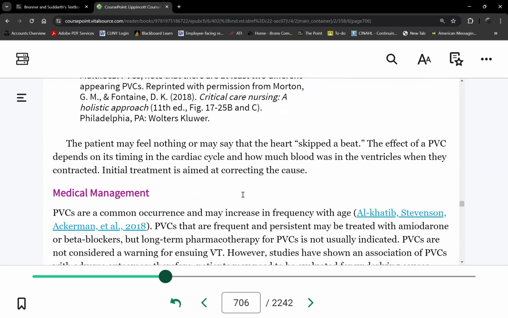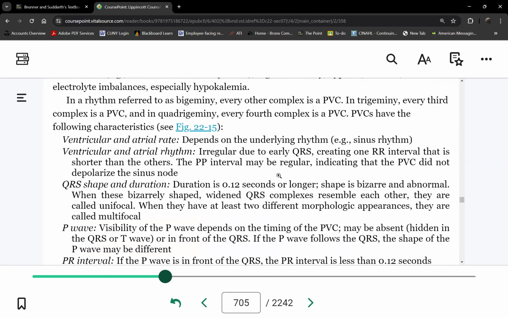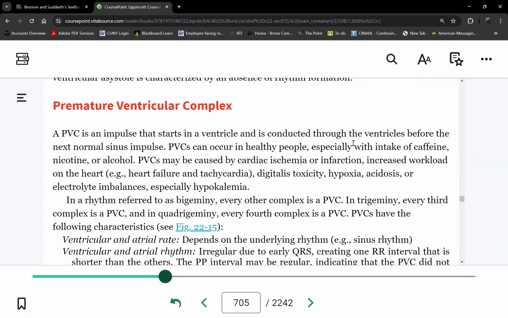So what are PVCs? Let's do our 5 questions again. What do they look like? So this is what they look like. What are causing PVCs? These are the causes of PVC. Coffee, smoking, alcohol, could also be caused by ischemia. And I mentioned after a heart attack, you could also have PVCs. Increased cardiac workload in heart failure causes PVCs, or in tachycardia. Digoxin toxicity, hypoxia, acidosis, electrolyte problems, especially hypokalemia, right?